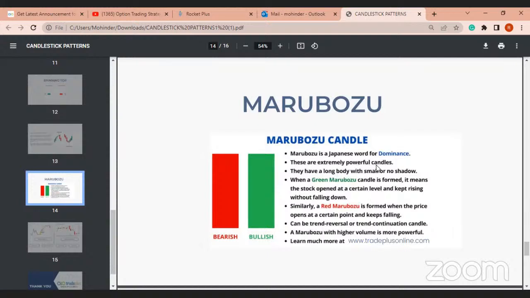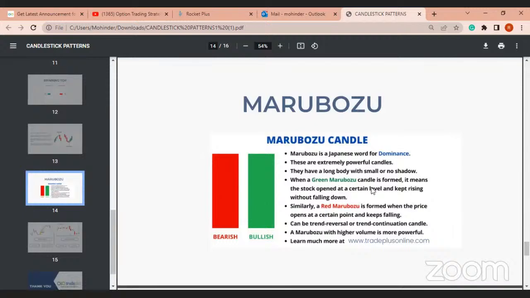They are extremely powerful candles, as we mentioned before, because they don't have a wick. They have only body. So they are really the most powerful candles in technical analysis. They have a long body with small or no shadow. It might have a small wick, or it will have no shadow. There won't be any such wick, only a strong body that indicates the involvement of buyers or sellers.